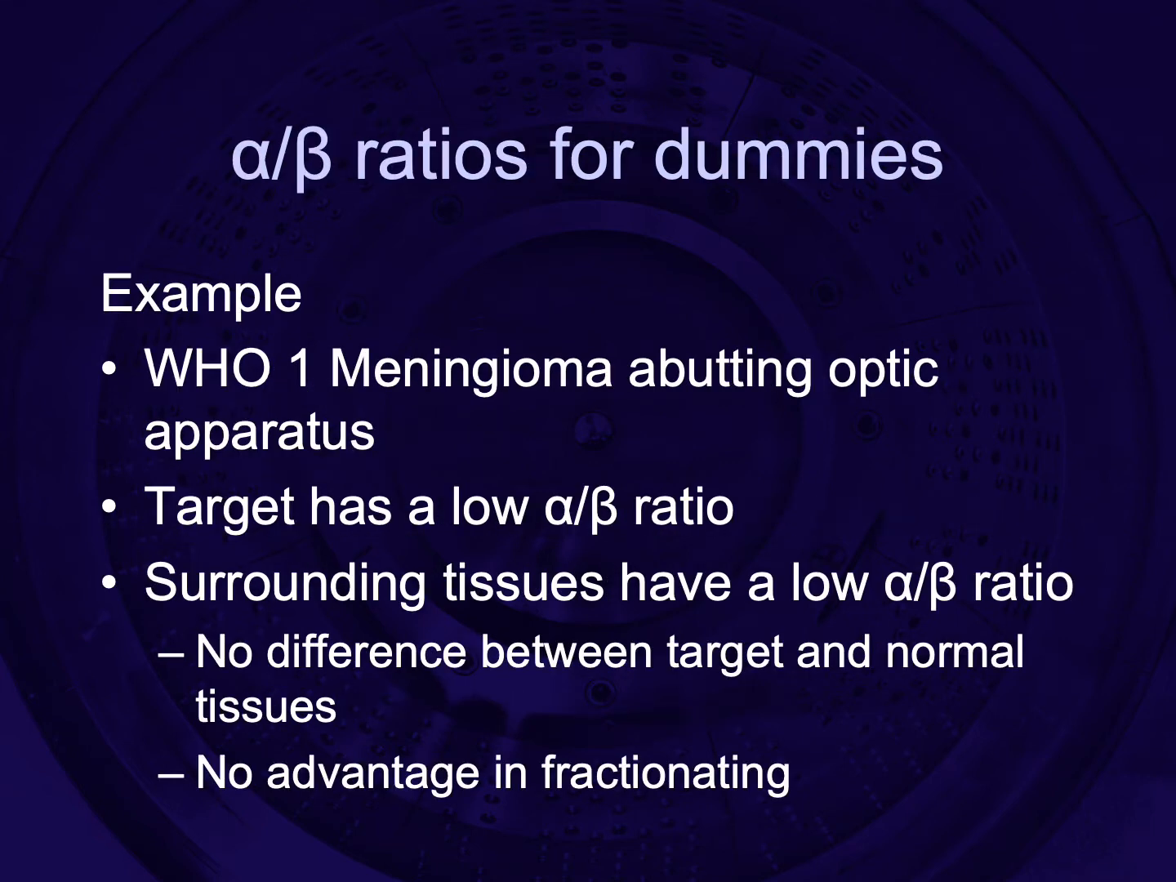So let's look at an example here. We've got a WHO grade 1 meningioma. It's abutting the optic apparatus. The target has a low alpha beta ratio. The surrounding tissues have a low alpha beta ratio. There's no difference between the target and the normal tissues, and so in theory, there should be no advantage in fractionating.